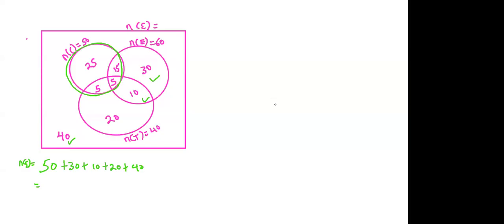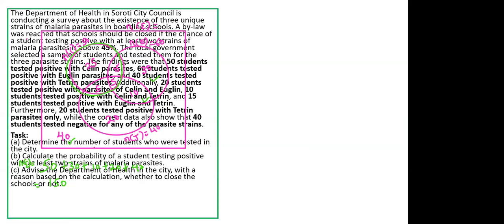Someone has 150. So people are getting 150 and Megan 150. Okay, good. So people have 150. Can we continue to the next part? So here you conclude that the number of students who were tested in the city were 150 students.